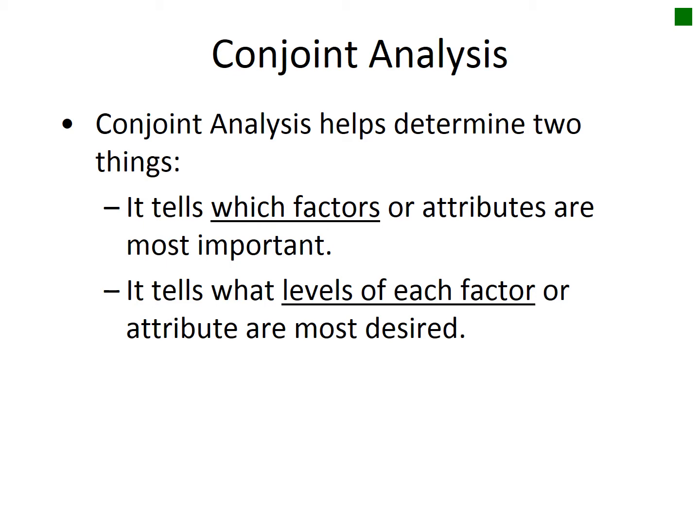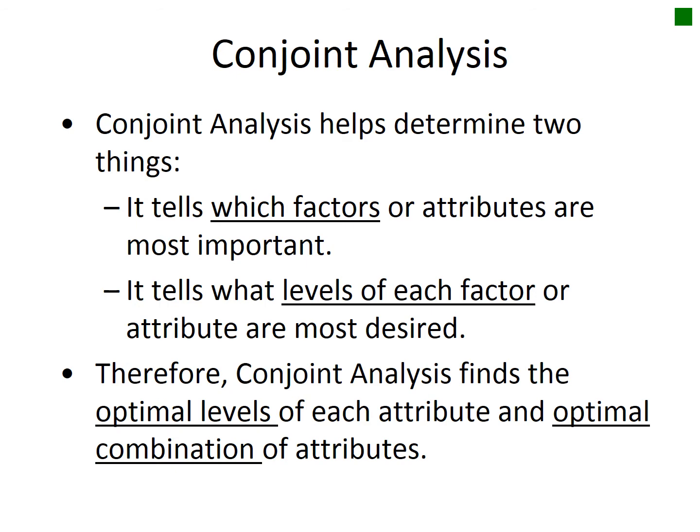Okay, so conjoint analysis then finds optimal levels of each attribute of a product and optimal combinations of attributes based on the levels that are provided. And again, I've got some examples coming up so that we can be fairly clear what we're talking about when we're looking at features and levels as well.